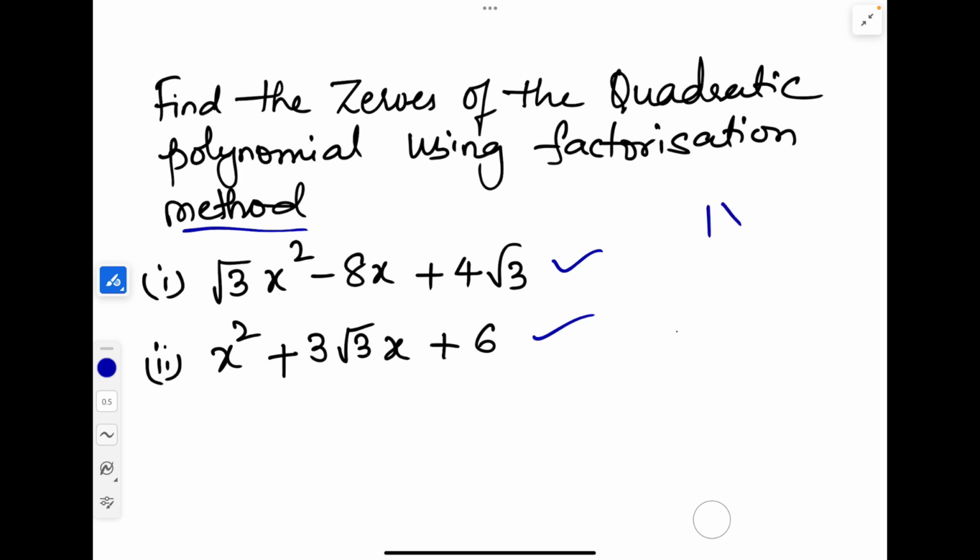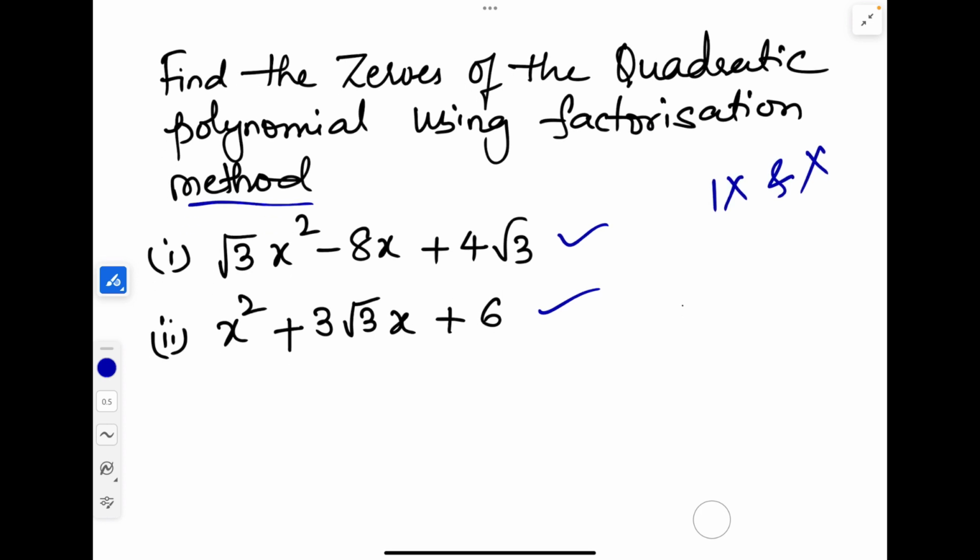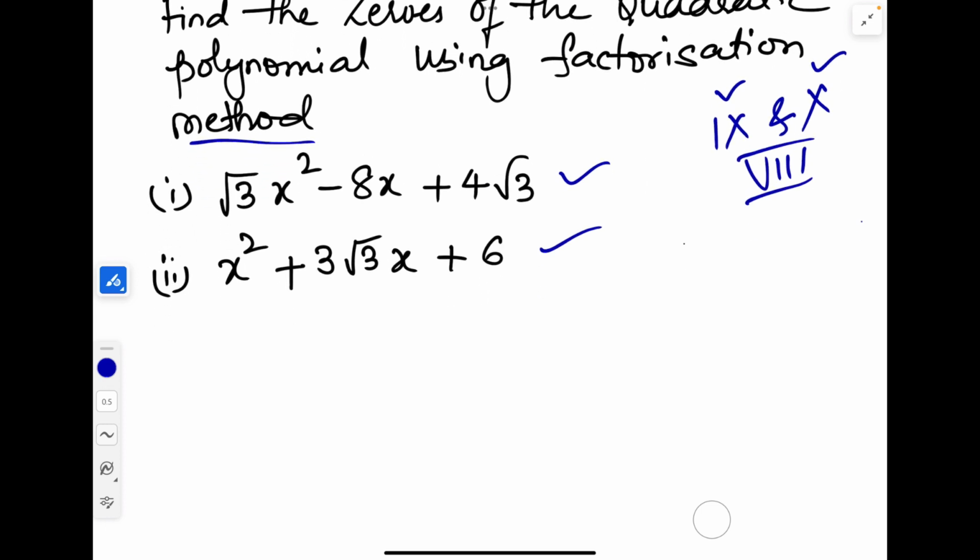Okay, this will be useful for class 9 and class 10, even for class 8 also, as factorization, splitting the middle term. Though we don't find the zeros of the quadratic polynomial in class 8, finding zeros and this splitting the middle term you can use in 8th class also. So let us proceed to the sum. First sum is root 3x square minus 8x plus 4 root 3.